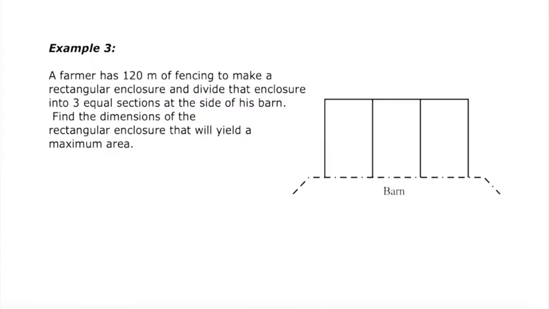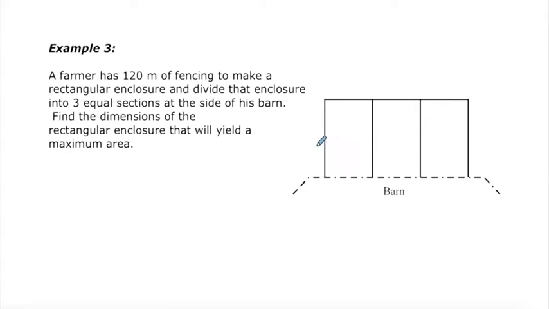So example number 3, we have a farmer that has 120 meters of fencing, and he wants to make a rectangular enclosure and then divide it so that we have 3 equal sections at the side of his barn. So maybe he wants to put pheasants or chickens or something inside of these fences, okay? So we want to know what dimensions of this rectangular enclosure will yield a maximum area.